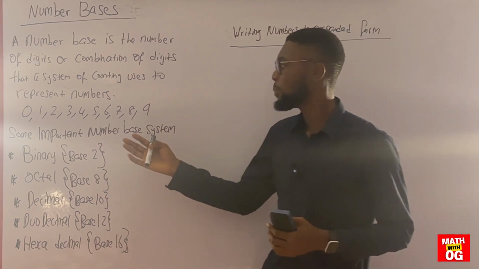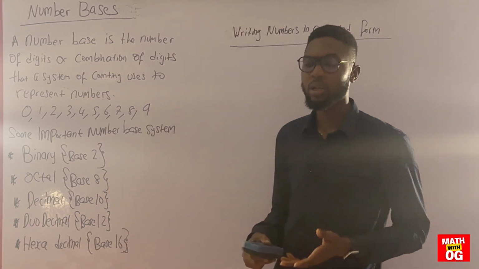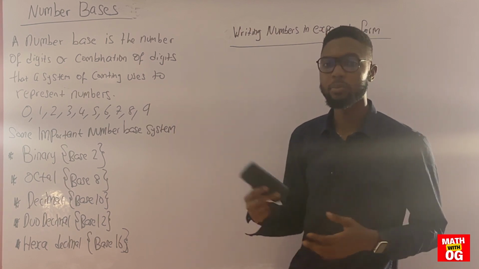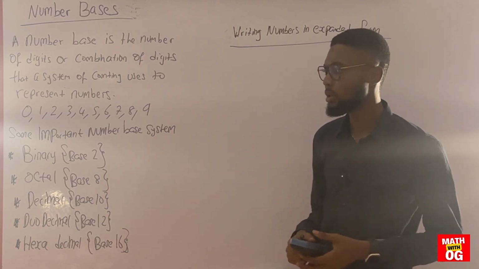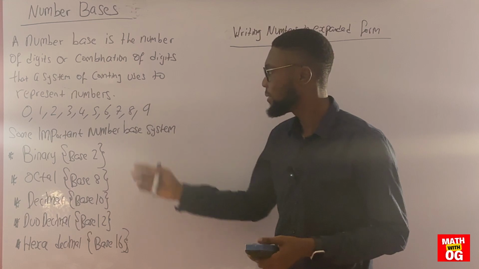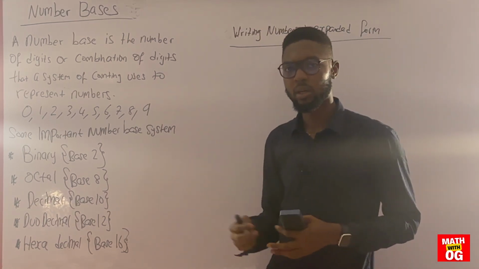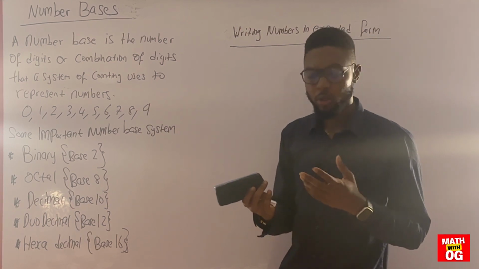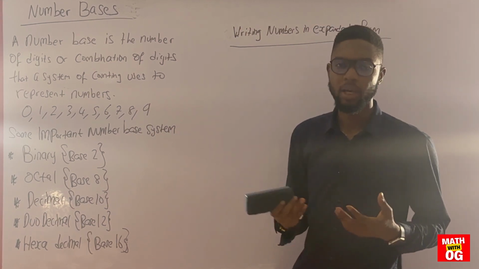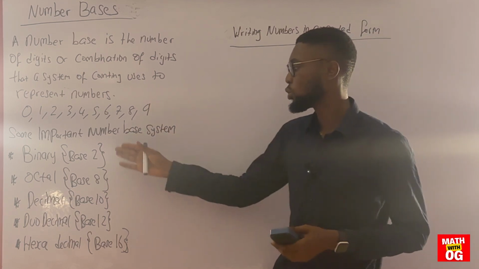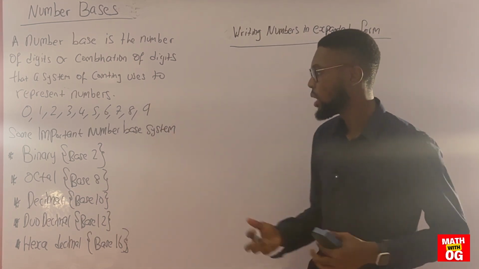Now let's look at some important number base systems. So you can use any number to represent a base system. You can have base 2, base 3, base 4, base 5, base 6, as the case may be. So why do we call these guys important number base systems? Because they have application when it comes to computers. So for those of you that will be studying computer engineering, computer science, or even electrical and electronics engineering, you are going to do more of this when you get to higher institution.